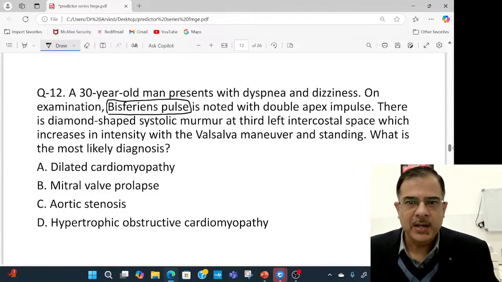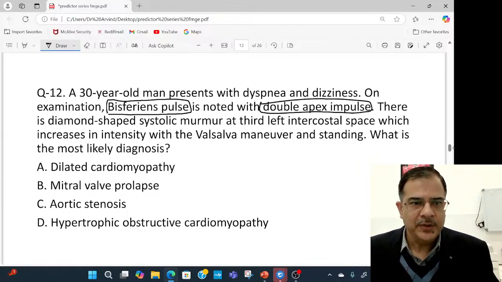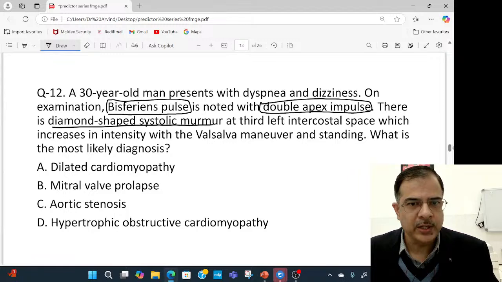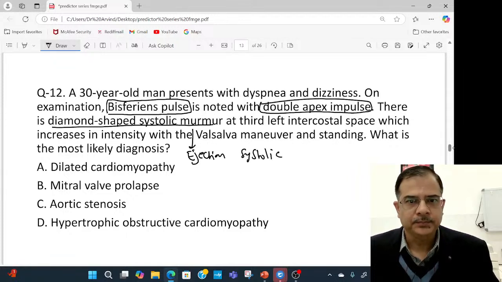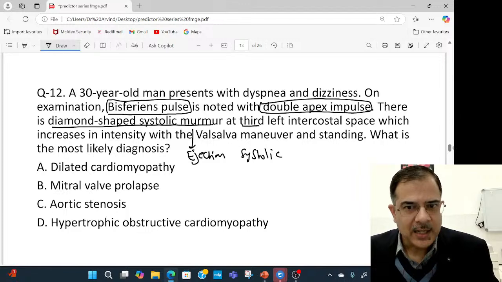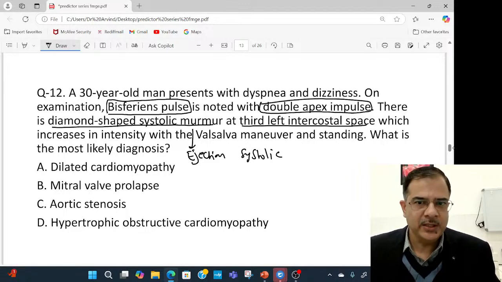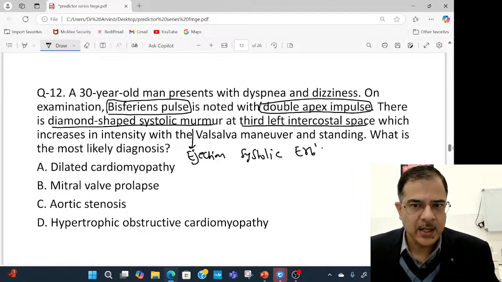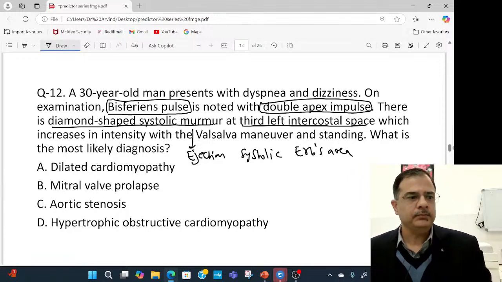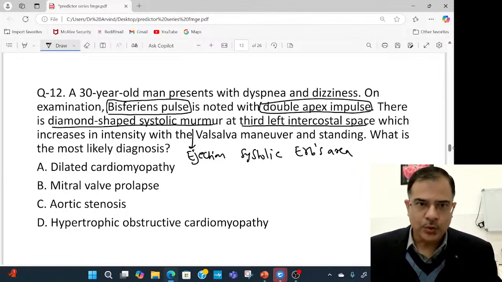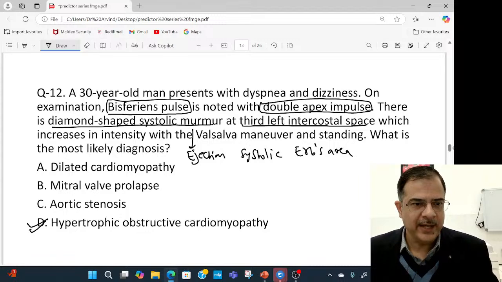Now, double apical impulse is present, and there is a diamond-shaped systolic murmur. Diamond-shaped systolic murmur is nothing but ejection systolic murmur. And it is heard at the third left intercostal space. Third left intercostal space is the Erb's area. So all the features are going in favor of HOCM.